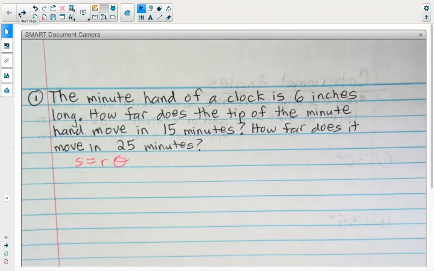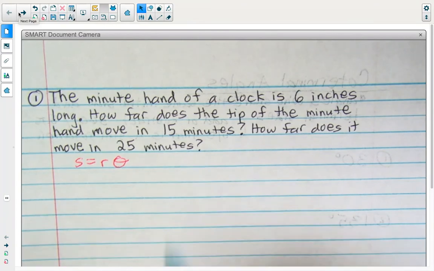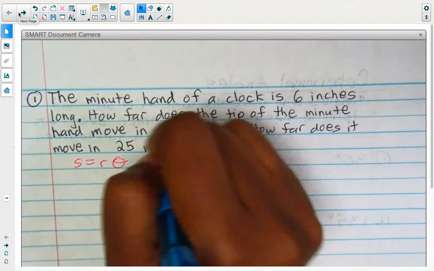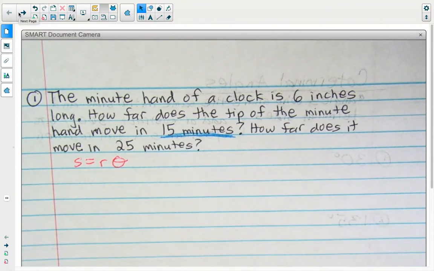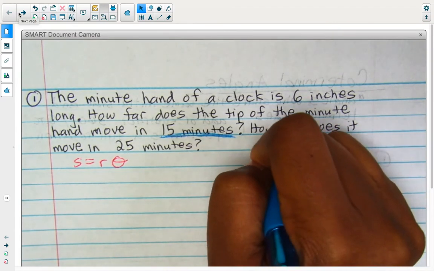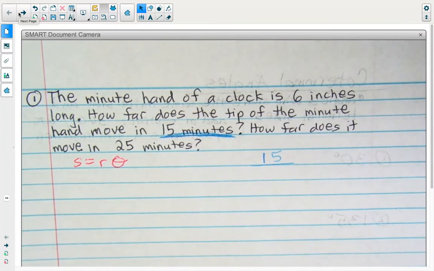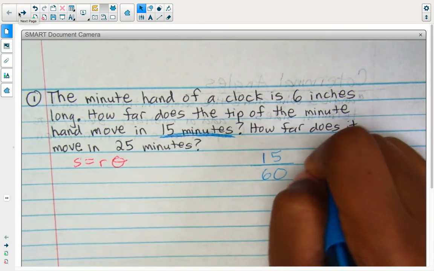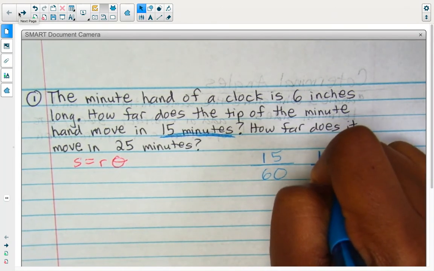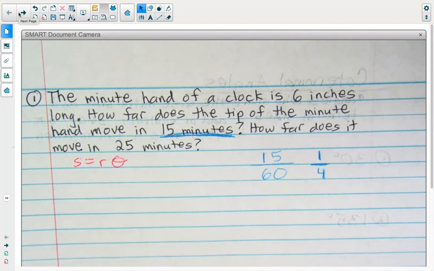I need to know the radius of such clock, and I need to know my angle measurement in radians. So the first thing I'm going to do is I see in the problem, it says, how far does the tip of the minute hand move in 15 minutes? So I need to figure out what portion of my clock, what portion of this circle idea that we've been working towards today, what portion of it is 15 minutes. So 15 minutes, I'm going to do some scratch work off to the side. 15 minutes out of 60. So that's 15 out of 60. If I reduce that, that gives me 1/4.